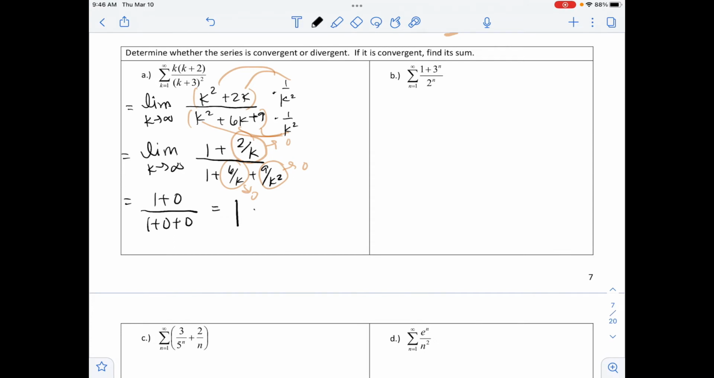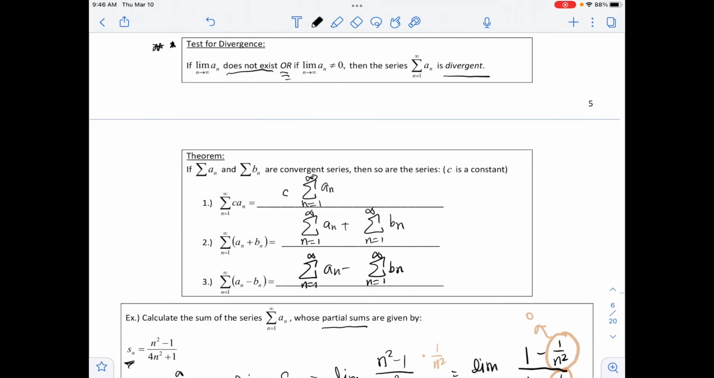And this value does not equal 0. And so if we look back at the test for divergence, which is at the bottom of page 5, it says if the limit as n approaches infinity of a sub n does not exist, or the limit as n approaches infinity of a sub n is not equal to 0, then we can say that this series, the sum from n equals 1 to infinity of a sub n, is divergent.